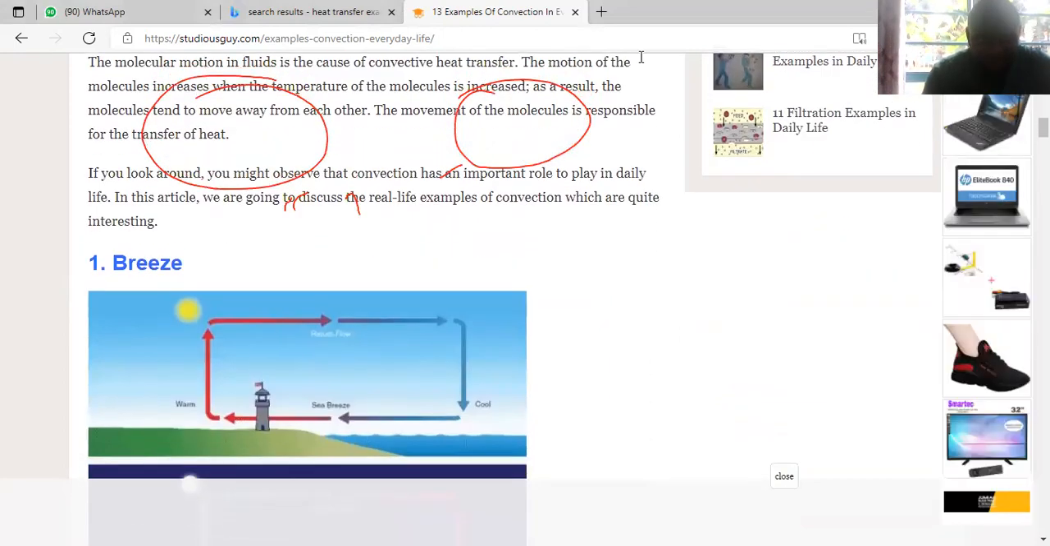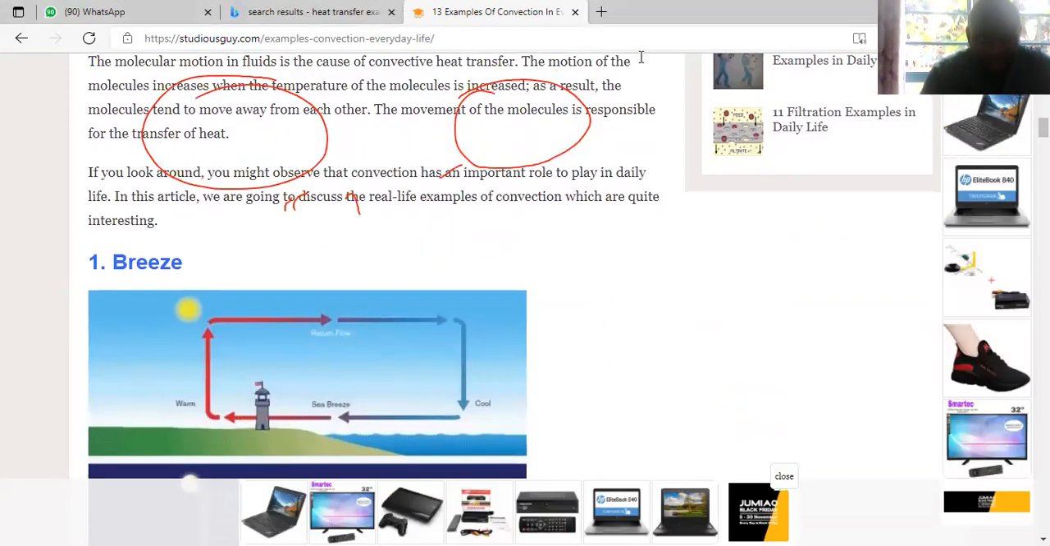Another one, you can see this write-up says the molecular motion in fluid is the cause of convective heat transfer. The motion of the molecules increases when the temperature of the molecules is increased. As a result, the molecules tend to move away from each other. The movement of the molecules is responsible for the transfer of heat.